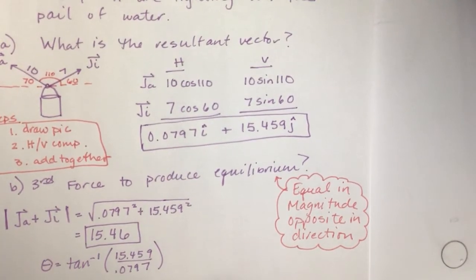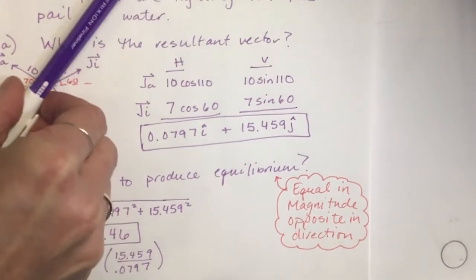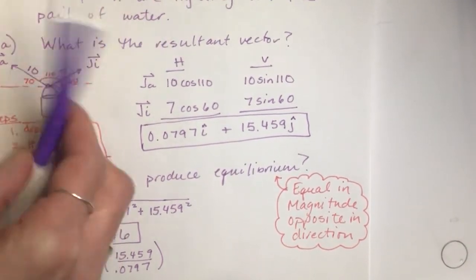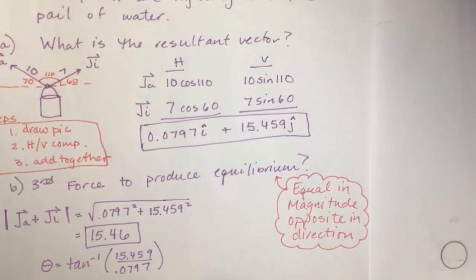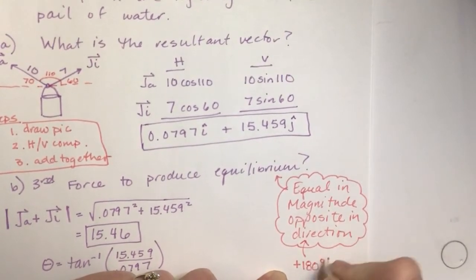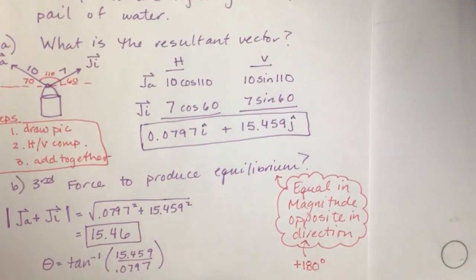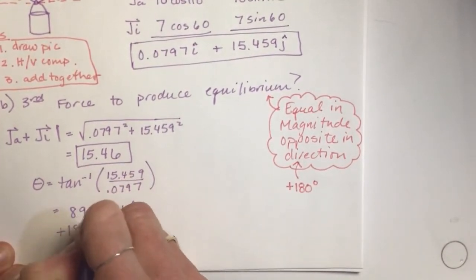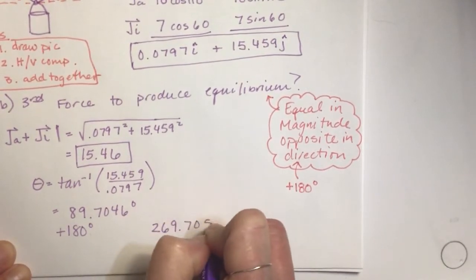Okay, so opposite in direction, what does that mean? That means instead of going up here, like at 89 degrees, we're going to be going down here. How do we get opposite? We add, absolutely right, we add 180 degrees. Oh, you can't see that, sorry. Plus 180 degrees, and we get 269.705 degrees.